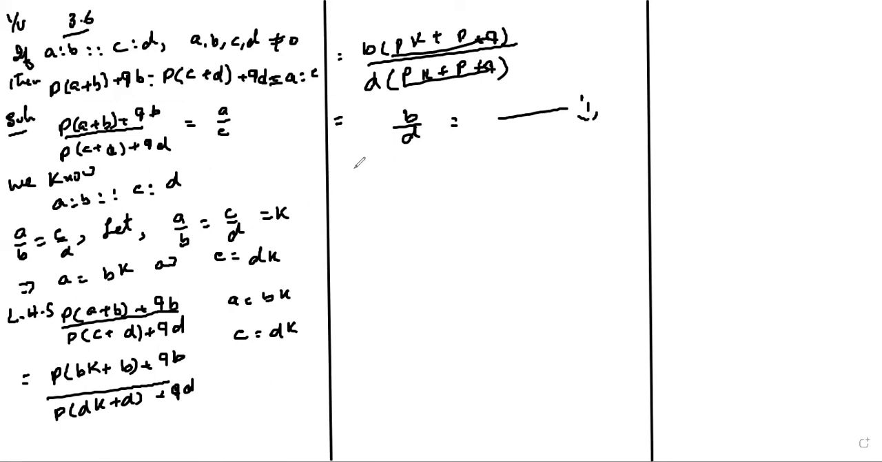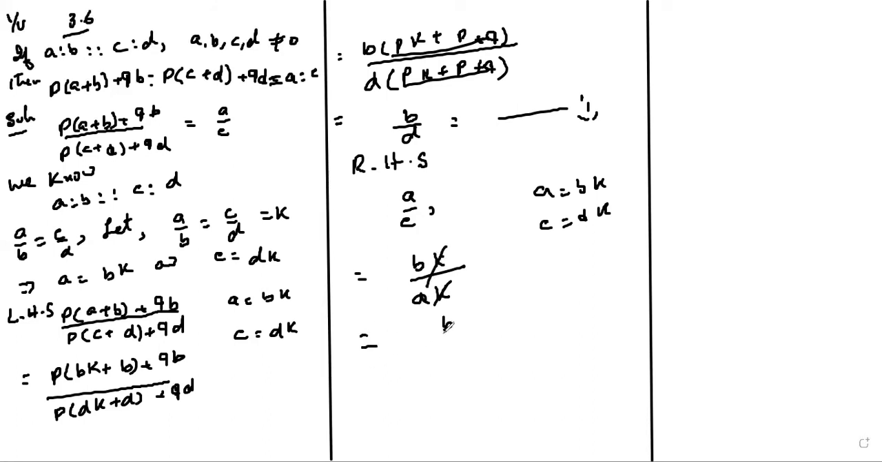Just taking the right hand side now. So right hand side we have A over C. Now A is equal to BK and C is equal to DK. We have BK divided by DK. We have common factor K cancelled. We have B over D, which is naming as 2.